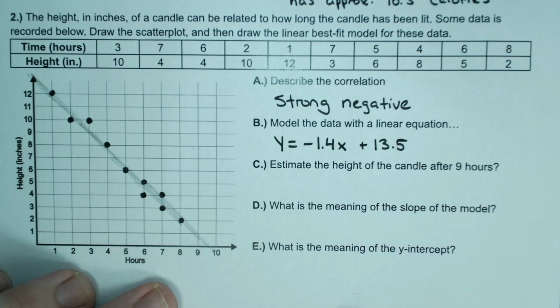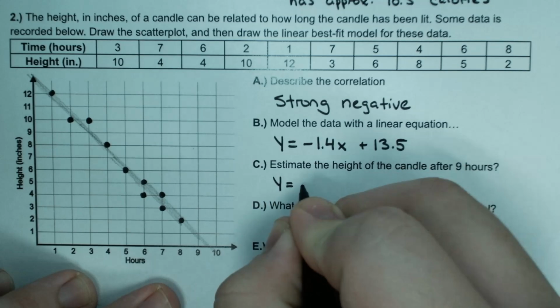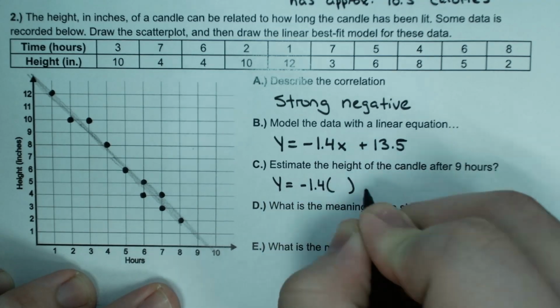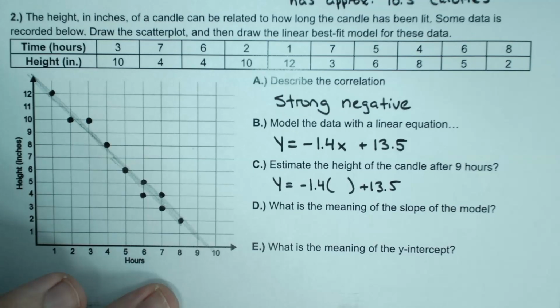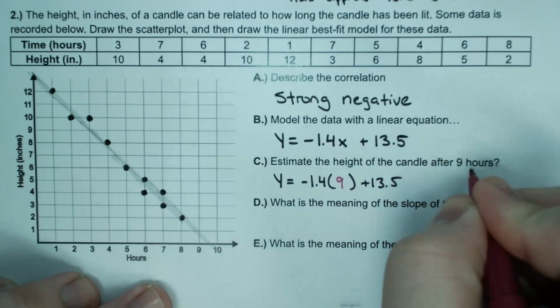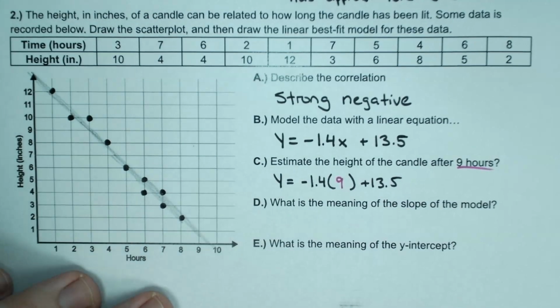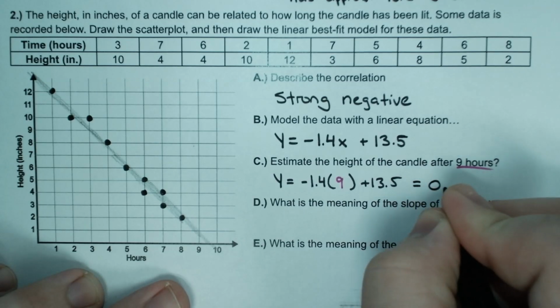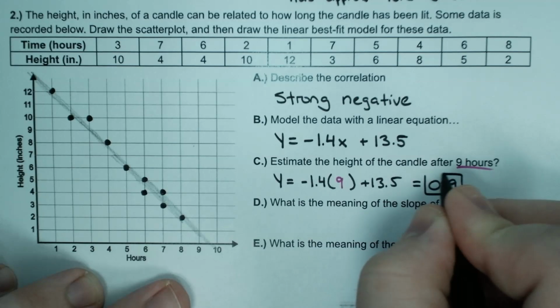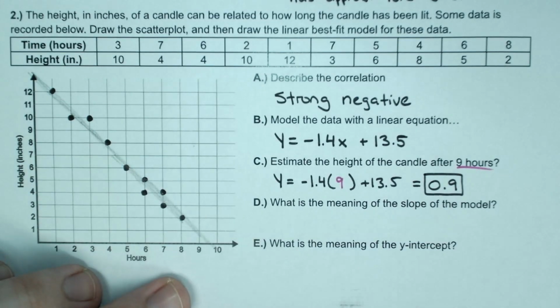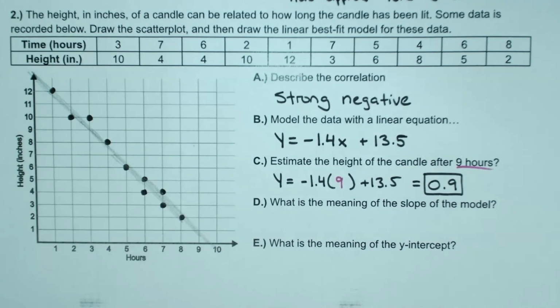To figure out the height of that candle after 9 hours, just plug a 9 in for x. So negative 1.4, plug in 9, plus 13.5. It's going to come out to 0.9. Does it make sense that after 9 hours your candle's probably going to be pretty short? Yeah, because as a candle burns, it's going to get shorter over time.